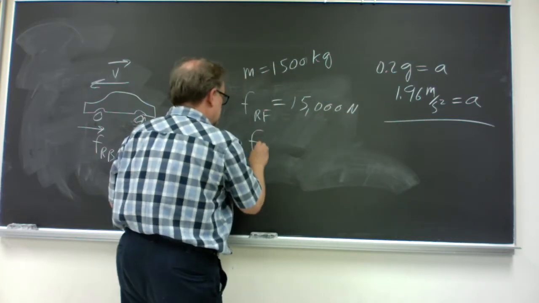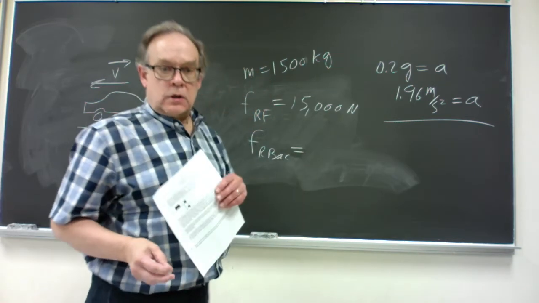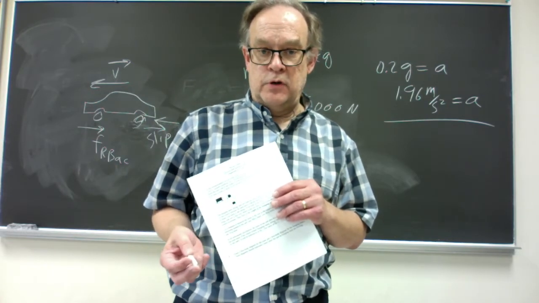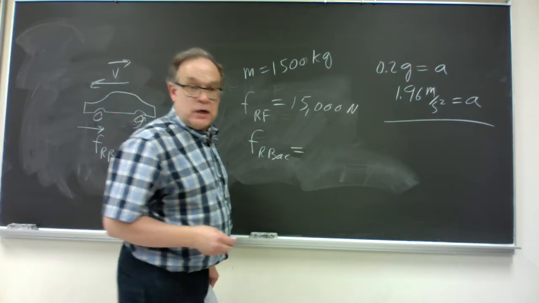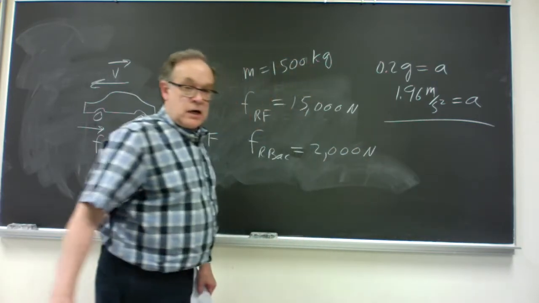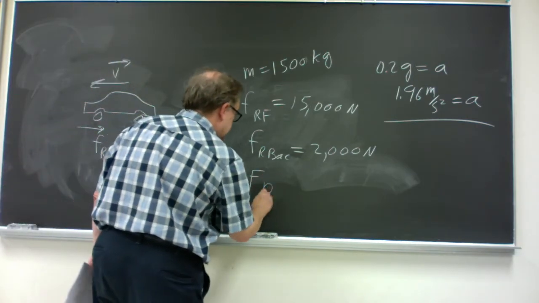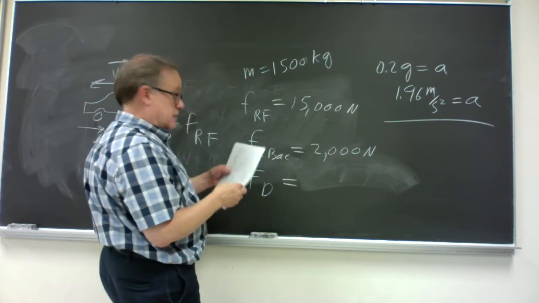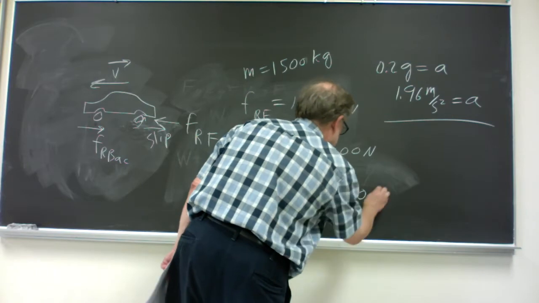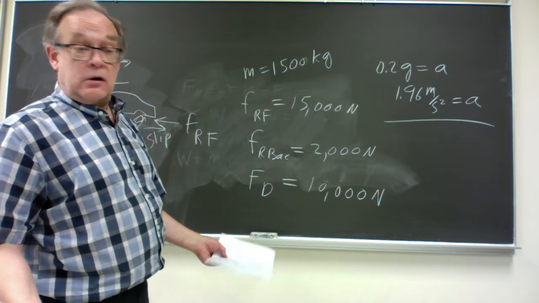And the backwards pointing rolling friction force, the rolling friction force that's acting on the front tires, has a magnitude of 2,000 newtons. And the car is going fast enough that there's a significant drag force. That drag force has a magnitude of, let's say, 10,000 newtons. And we would like to know, what is the acceleration of the car?